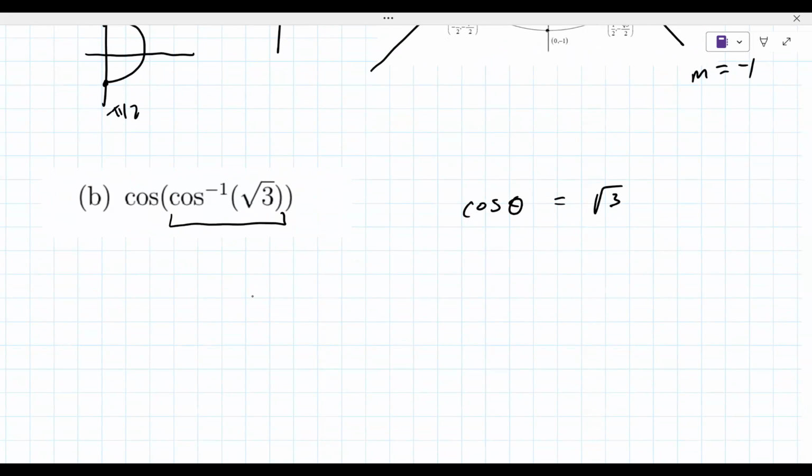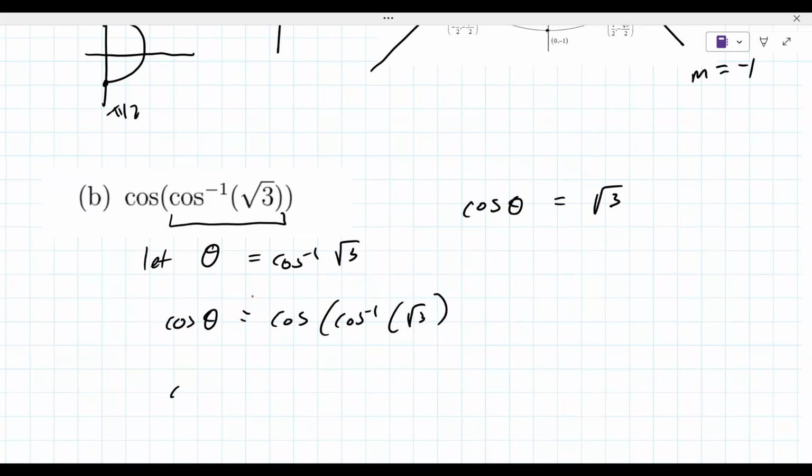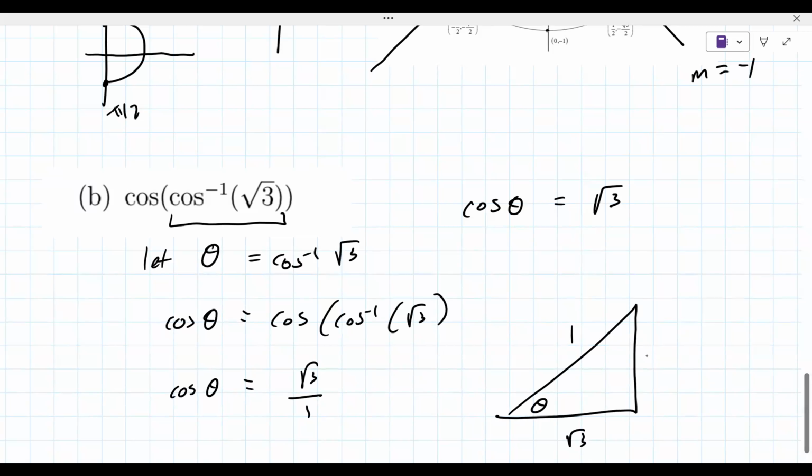So you'd say let theta equal cosine inverse square root of 3, and then you take the cosine of both sides, which undoes the cosine inverse. So cosine theta equals square root of 3 over 1, and then you draw a triangle. That's square root of 3, that's 1. You have to find the other side here. Could you do that for us? We're doing the general case. You don't need all that for this problem.